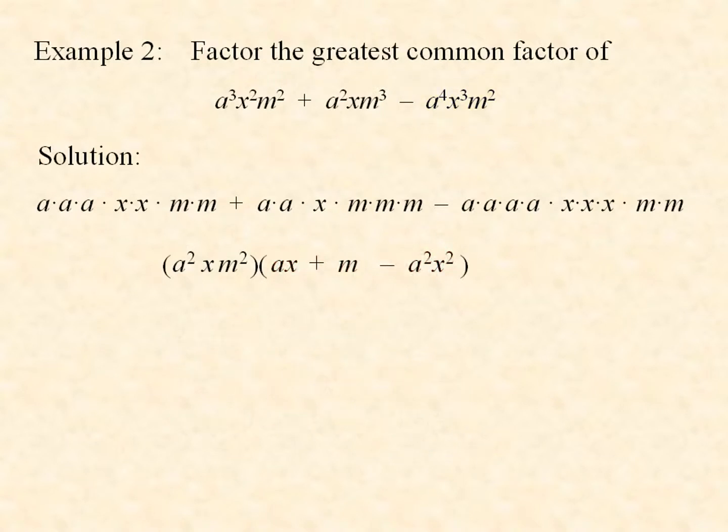Do you see that? If we were to apply the distributive property to this factorization, we would get the original problem. So in effect, we're doing the distributive property backwards.